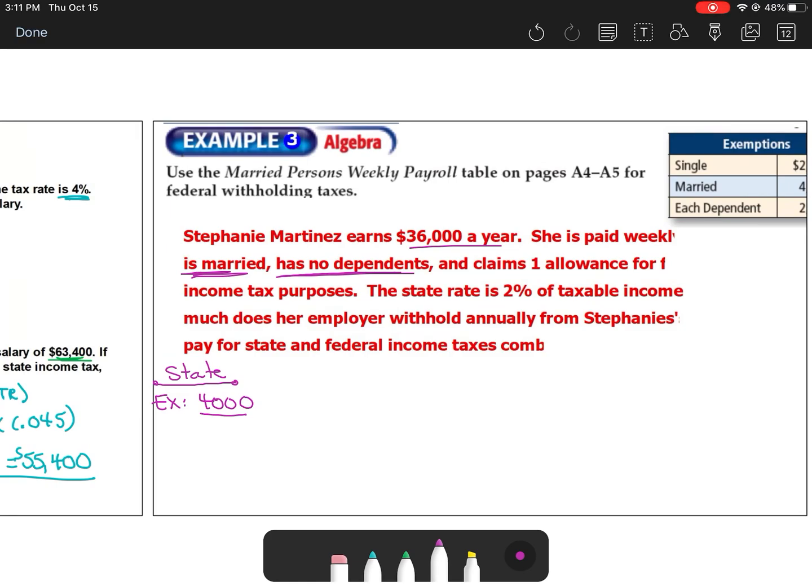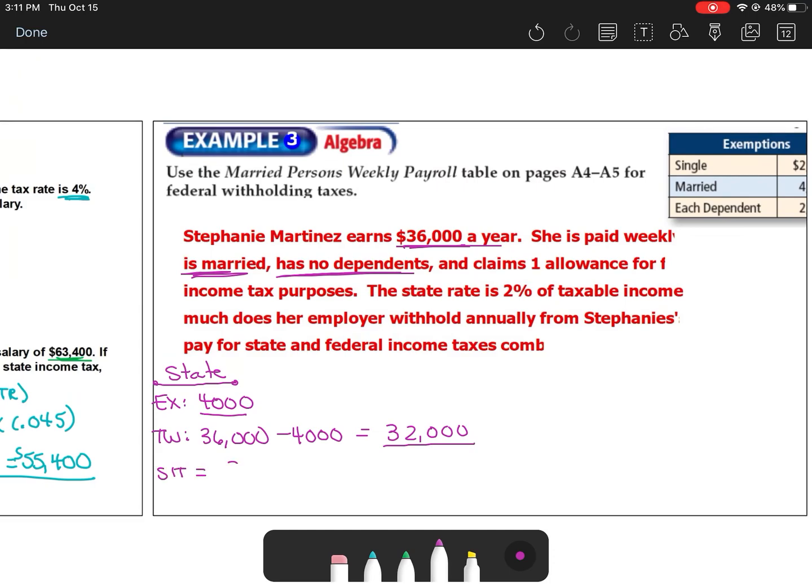Now I need to find my taxable wage. So I take my gross pay, so she gets $36,000 a year minus my exemptions. So her taxable wage is $32,000. And now I can find my state income tax.